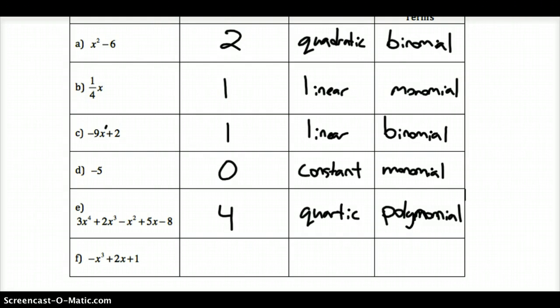Quartic. And finally this last one we have 3 terms. That's a trinomial. Its highest degree is 3, and that is a cubic function. I know this is kind of a long video, but I hope this is very helpful for you guys to help organize this vocabulary.